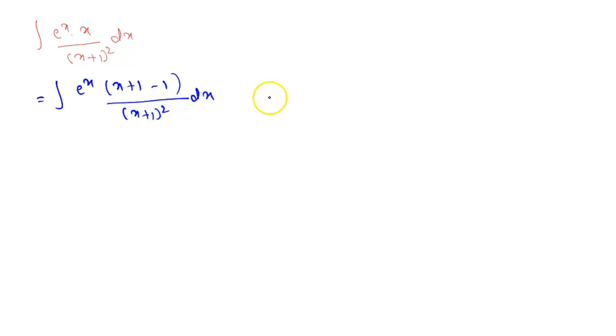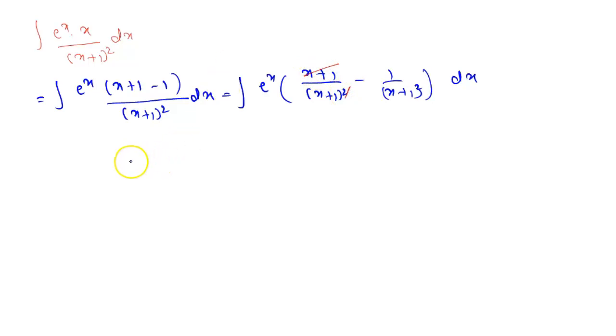Now again separate that function: integral e power x into [(x plus 1) by (x plus 1) whole square minus 1 by (x plus 1) whole square] dx. So here I can cancel one x plus 1. The leftover value is integral e power x into [1 by (x plus 1) minus 1 by (x plus 1) whole square] dx.